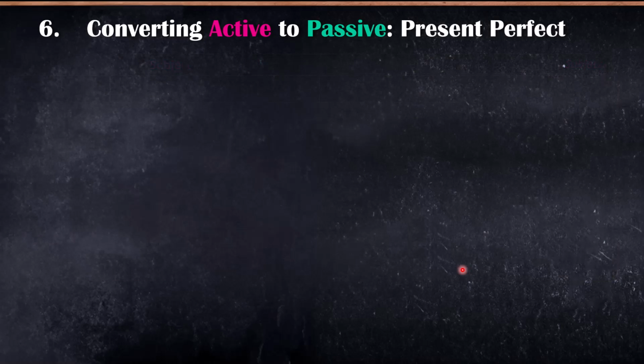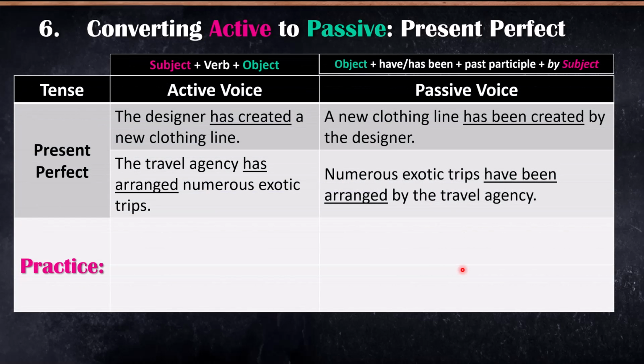All right, now we're going to do the present perfect. With the present perfect, we convert from active to passive with have or has been plus the past participle plus by subject. So, the designer has created a new clothing line. And in the passive voice, a new clothing line has been created by the designer.